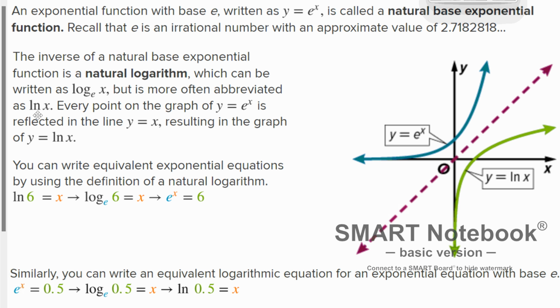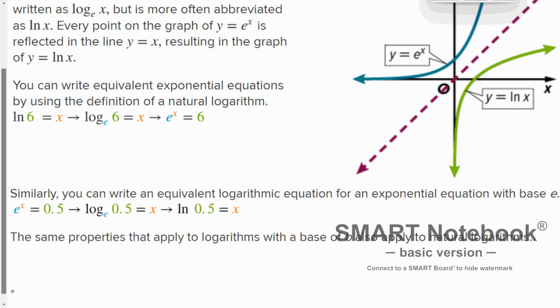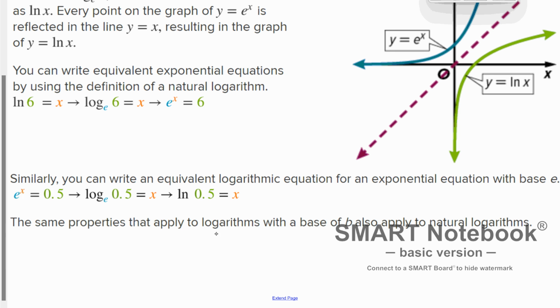So since it comes up so often, instead of writing log base e, we would just write ln, and that button is found on your calculator, ln. And then ln of 6 just means log base e of 6. So e raised to what is 6? And basically that's kind of like the first example that we're going to do. And the same properties of logarithms can be applied to natural logs because they're both logs.